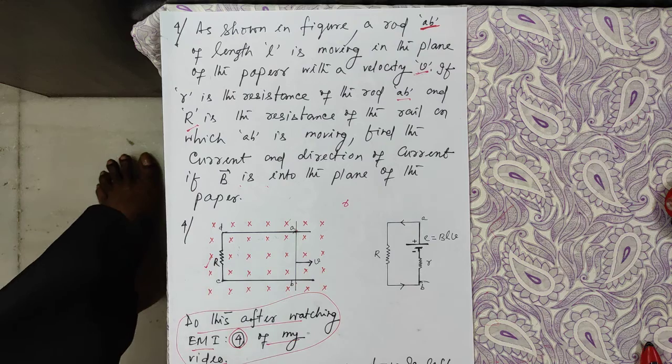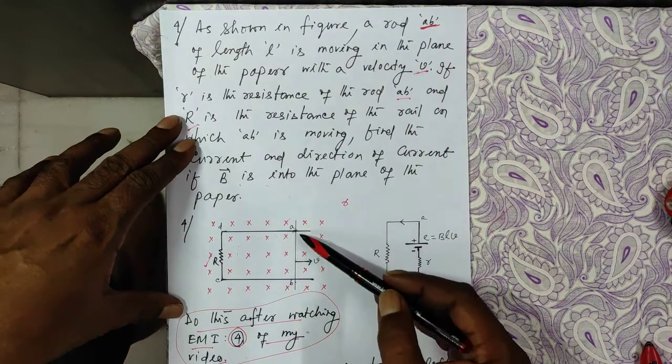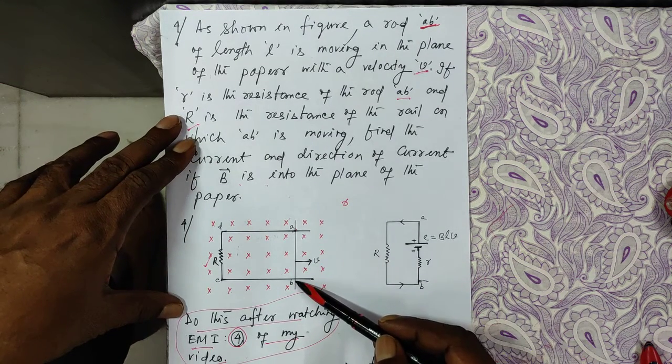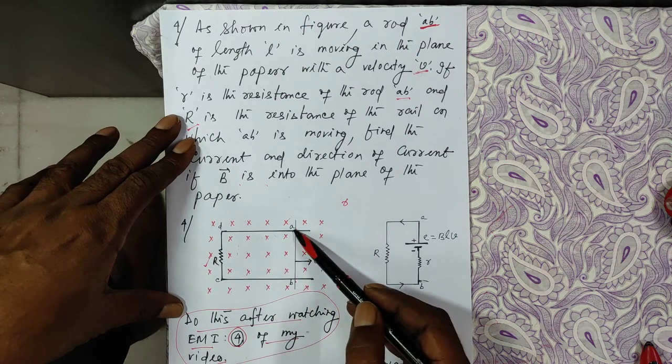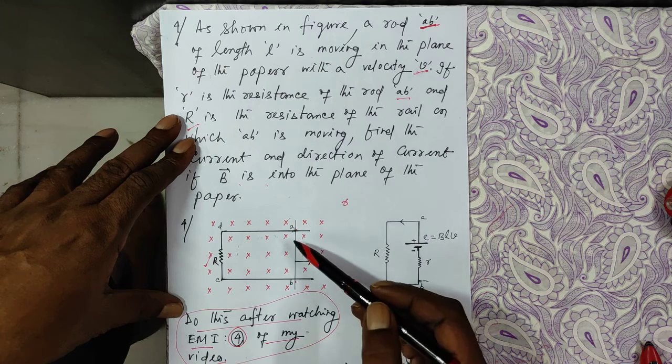Very interesting. Now look, when the rod is here, then this is the area it is creating, A, B, C, D, A. And look how many number of lines of force are passing through this.